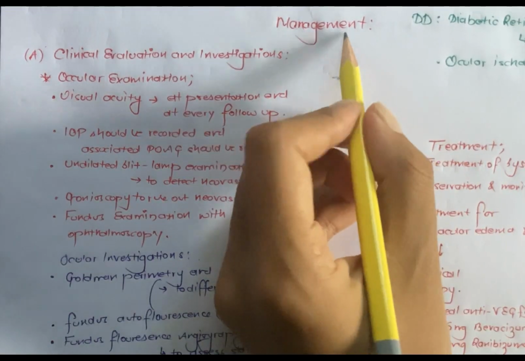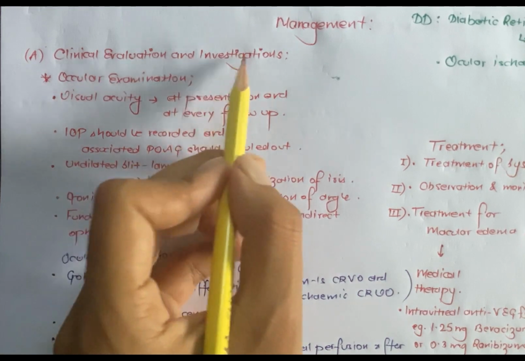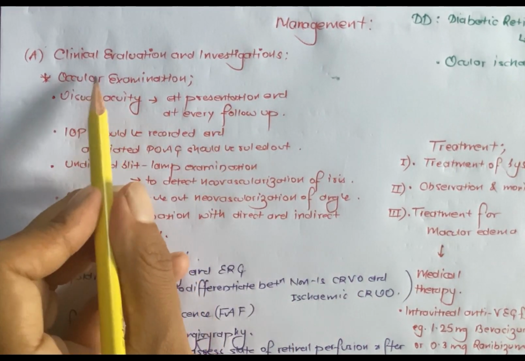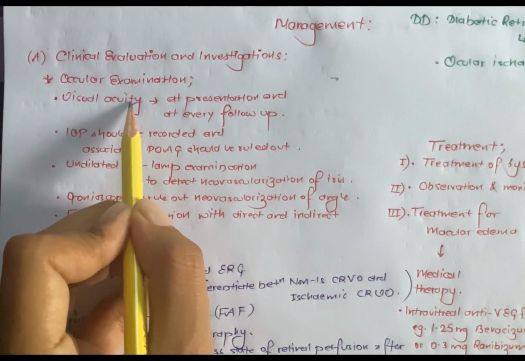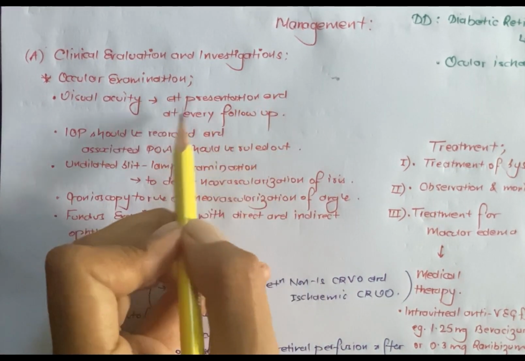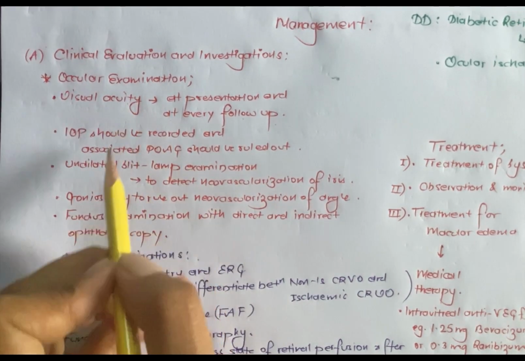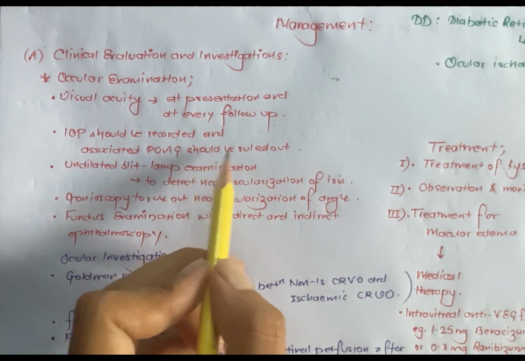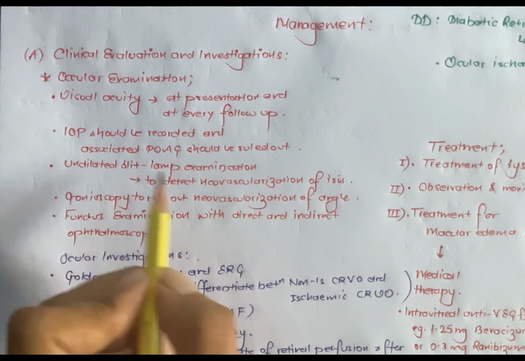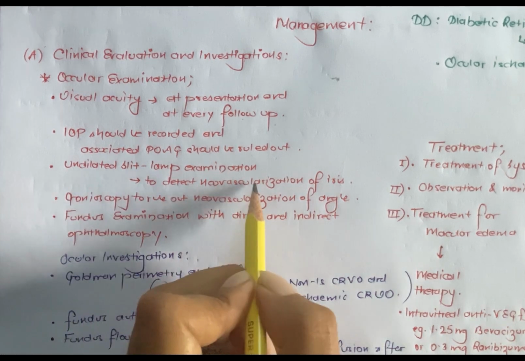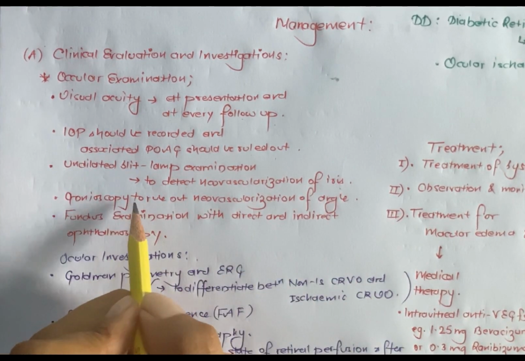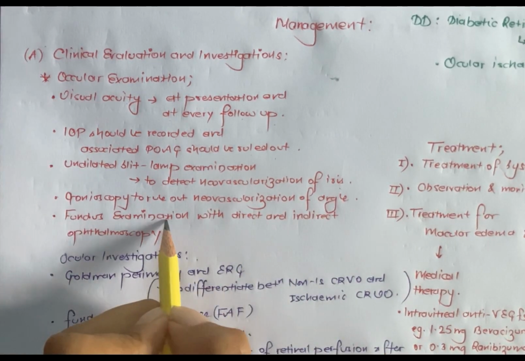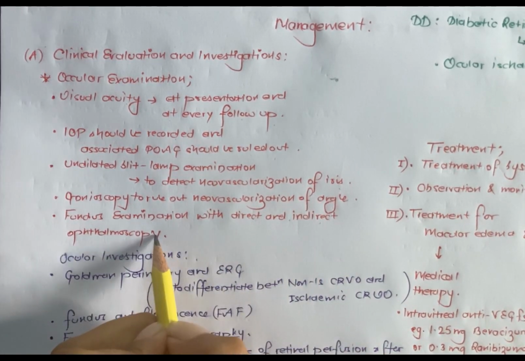And now talking about the management, first of all, clinical evaluation and investigation should be done. Now, ocular examination. While doing ocular examination, visual acuity is taken, that is, at presentation and at every follow-up, and intraocular pressure should be recorded, and associated primary open-angle glaucoma should be ruled out. And undilated slit lamp examination should be done to detect neovascularization of the iris. Gonioscopy should be done to rule out neovascularization of the angle, and fundus examination with direct and indirect ophthalmoscopy should be done.